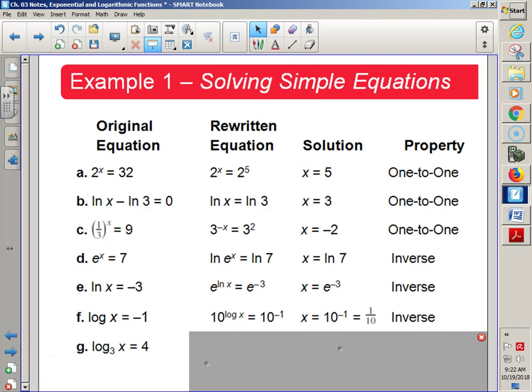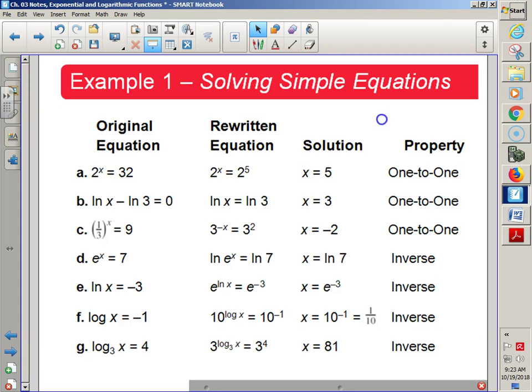Can we rewrite 4 as log base 3? No. But how do we undo a log base 3? 3 to the power of. That's why we ended with 81. Inverse property. So try to rewrite them with the same base if you can, the same logarithm if you can, the same base exponential function if you can. But if you can't, no big deal. Use the inverse property to undo whatever is trapping the x.